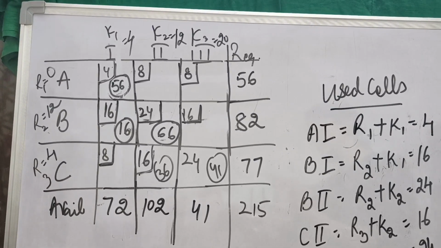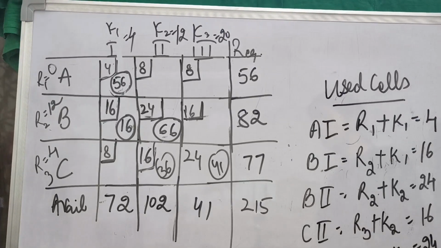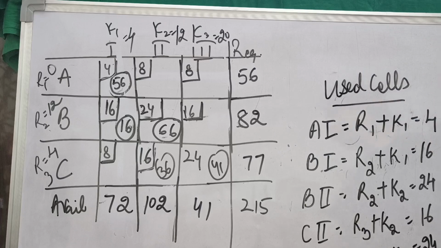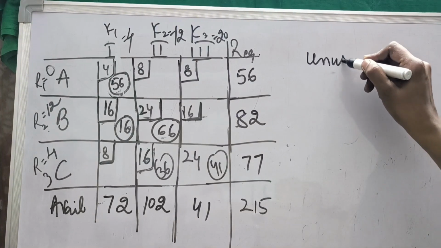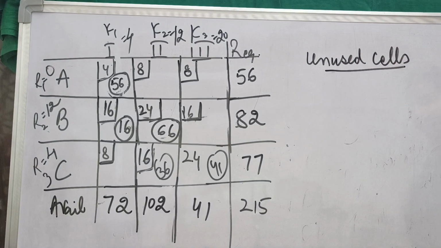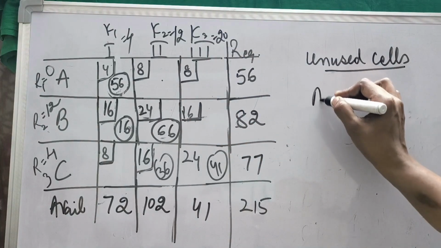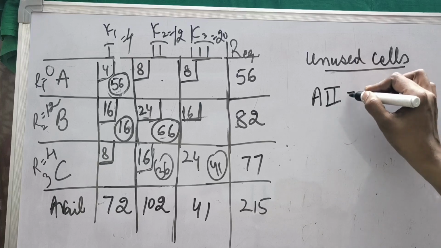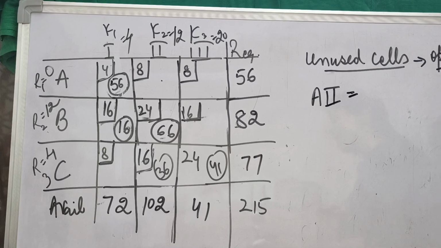Now after putting these values, what you have to do is, now we have just played with the used cells. Now we will start with the unused cells. As we all know, unused cells are also called water squares. So we will calculate the values of water squares, the unoccupied cells. So this is my first unoccupied cell, that is A2. How will we calculate its opportunity cost? Actually, we are calculating the opportunity cost for these cells in the same way as we did in the stepping stone method.